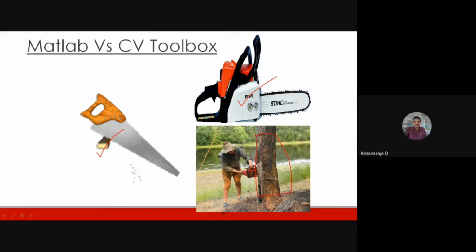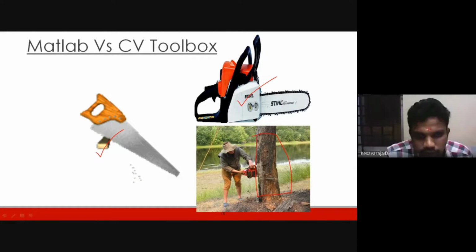Similarly, MATLAB and the CV toolbox. For a smaller video, MATLAB is fine. If you are processing a larger video, or an HD video, for extracting information, in that situation, an excellent tool is needed. That tool is called the CV toolbox. So for processing smaller data, MATLAB; for larger data and excellent handling, you will go for the CV toolbox.